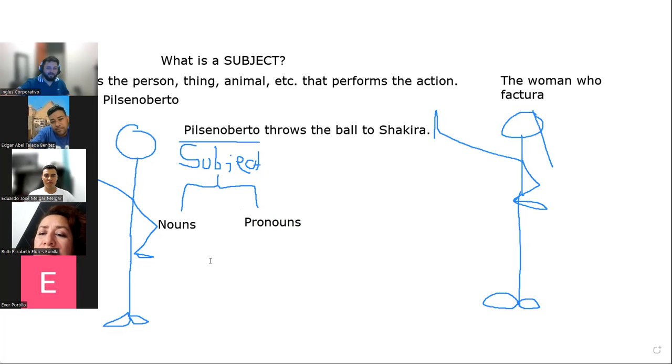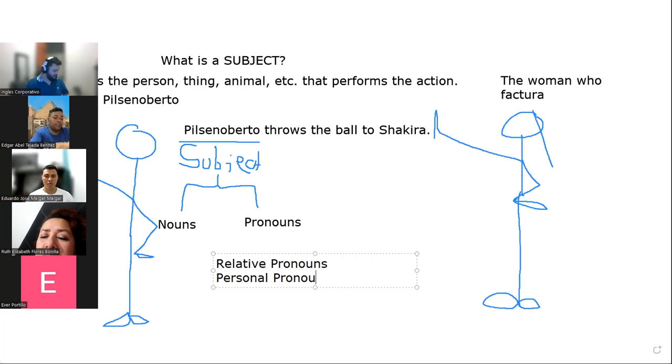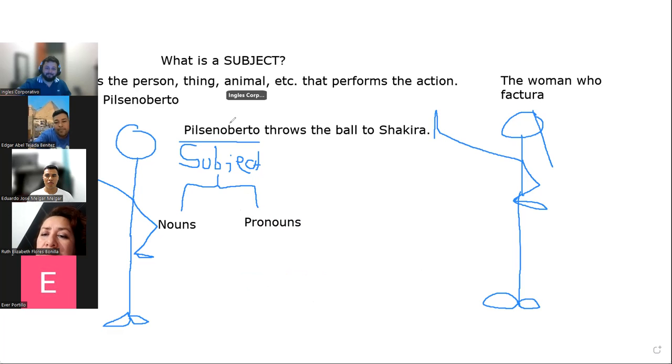And within pronouns, we have relative pronouns, personal pronouns, possessive pronouns, object pronouns, etc. So there are a lot of categories. So what type of subject is this, guys? Jose Roberto, what type of subject is it? This is a noun. It's a noun, exactly.